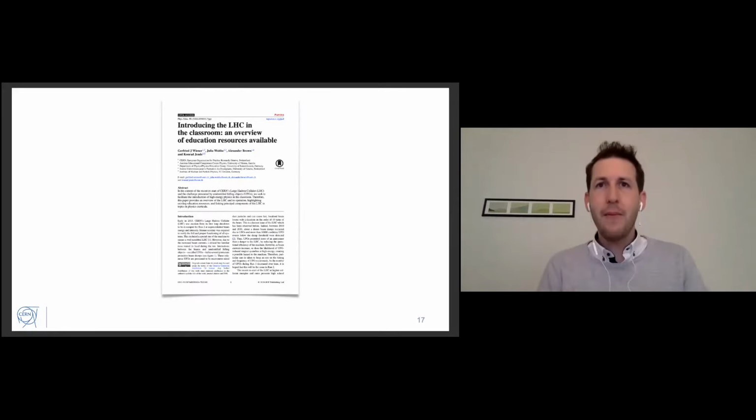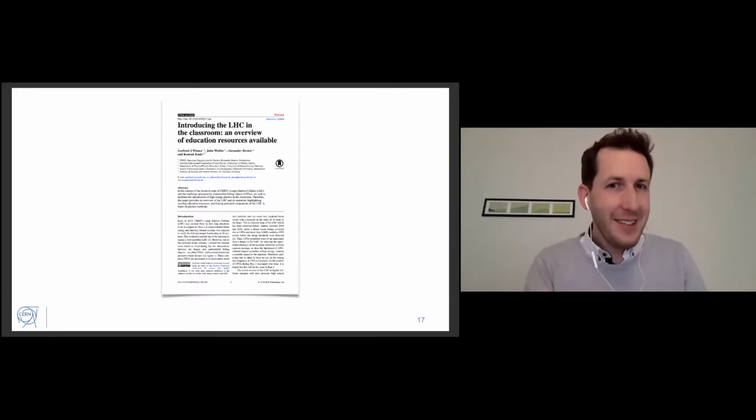And so if you read through this paper, you might get some ideas how to maybe sneak in some particle physics in your teaching if you want to.